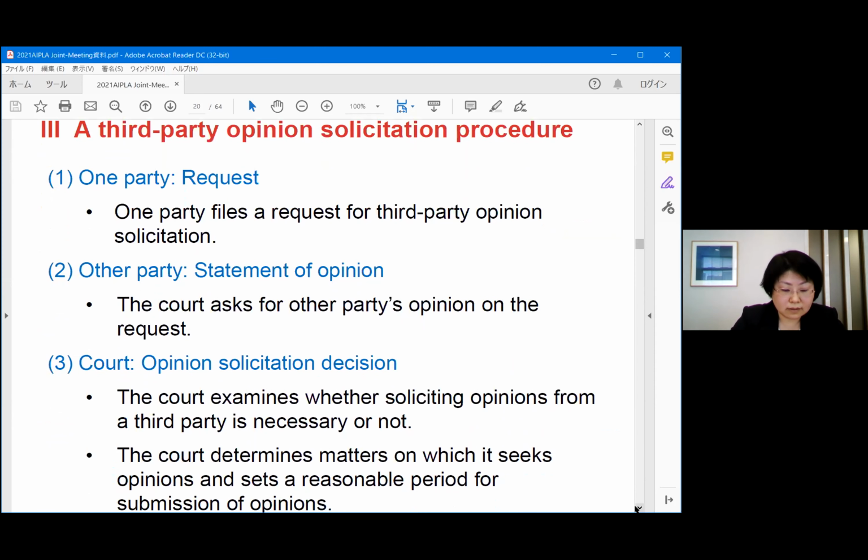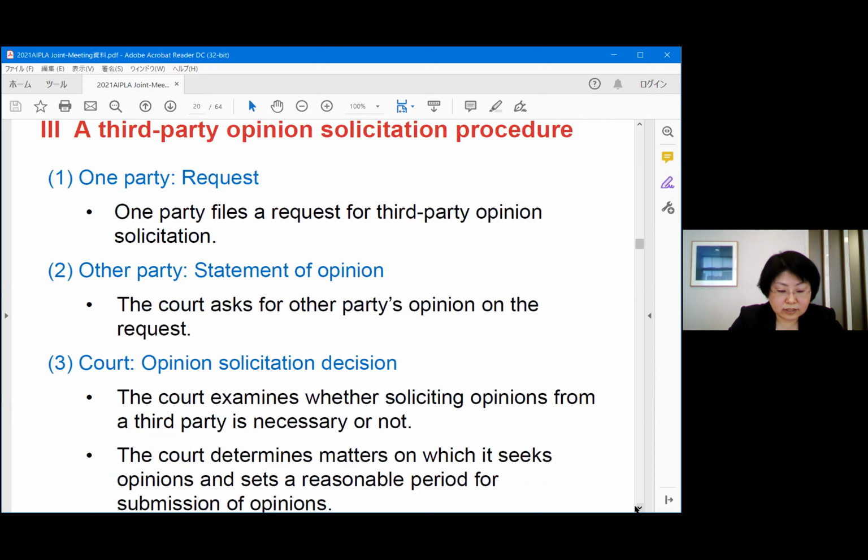Step 1, request by one party. So this procedure starts when one party requests this procedure. So in other words, this procedure does not start ex officio.